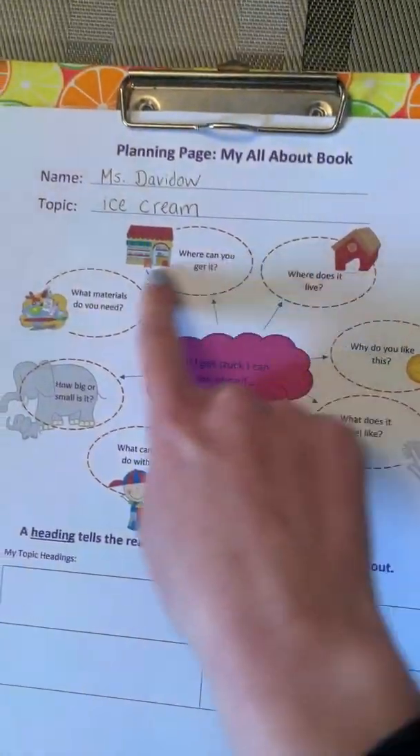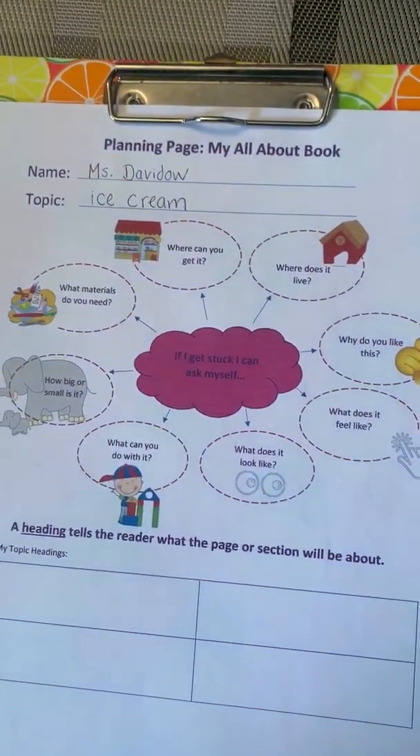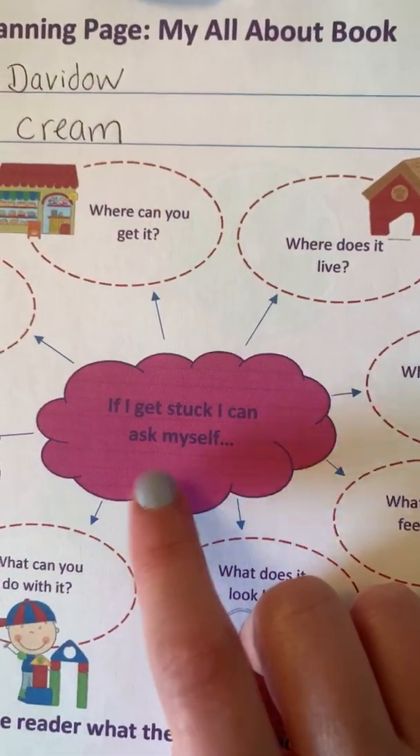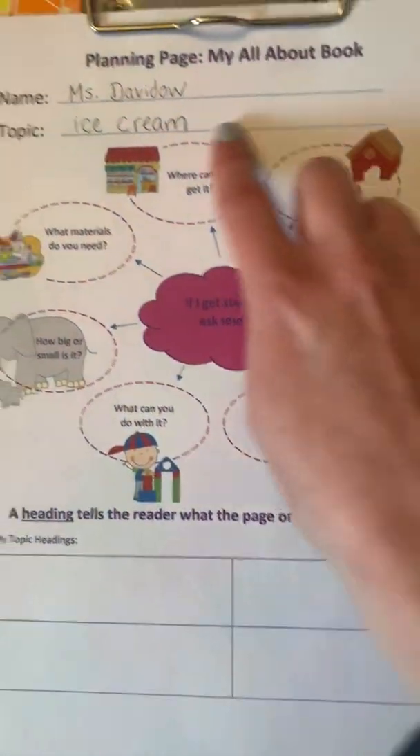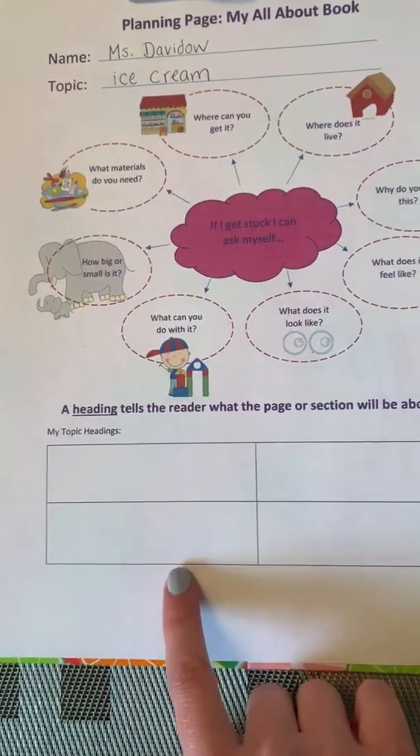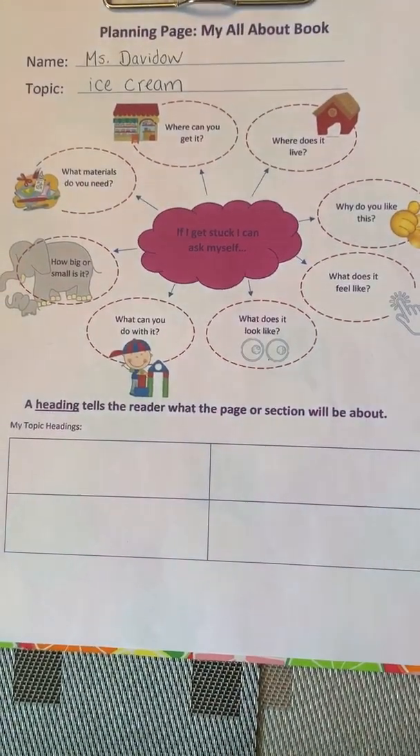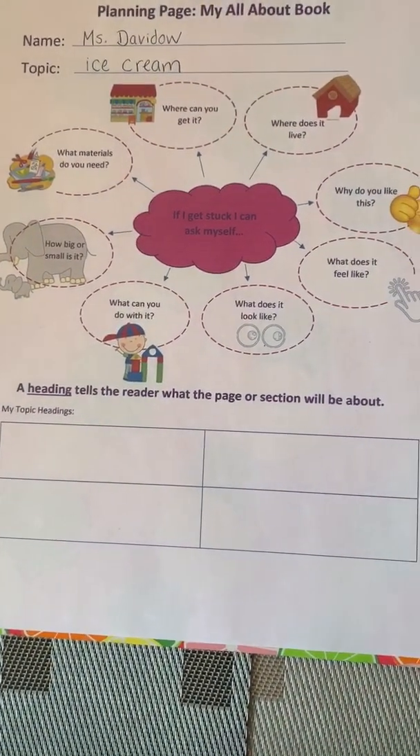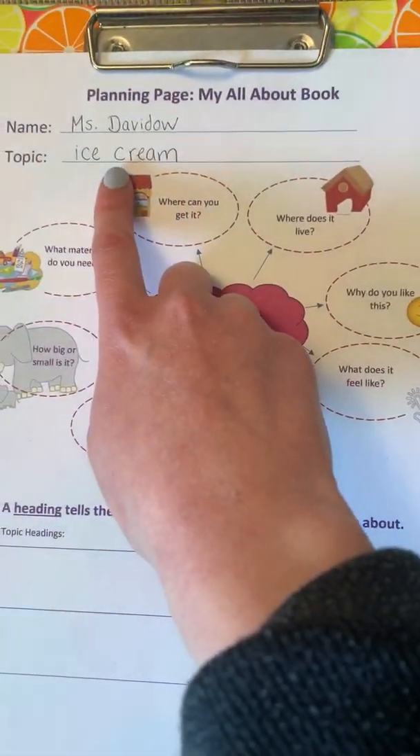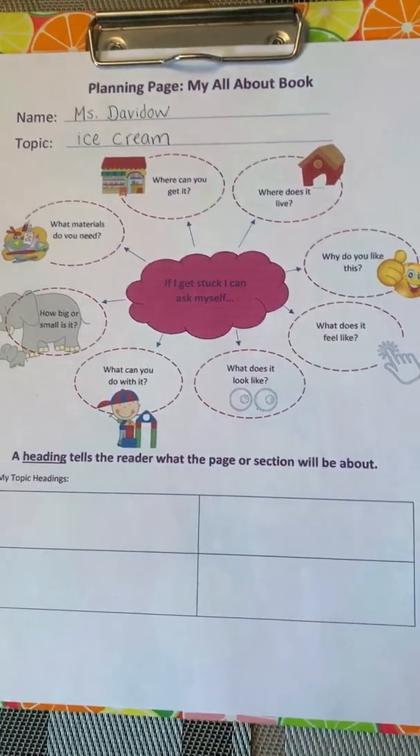Next, we see a lot of pictures. Wow, these pictures are here to help us brainstorm. In the middle, it says, if I get stuck, I can ask myself any of these questions. Okay, today we're brainstorming ideas for headings. We just looked at some headings in some nonfiction books, but now we have to come up with our own headings about our topic. My topic is ice cream. I need to come up with 4 headings about ice cream.